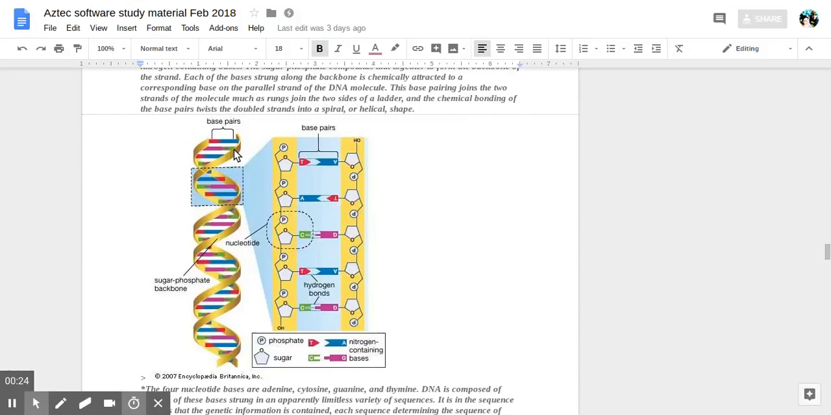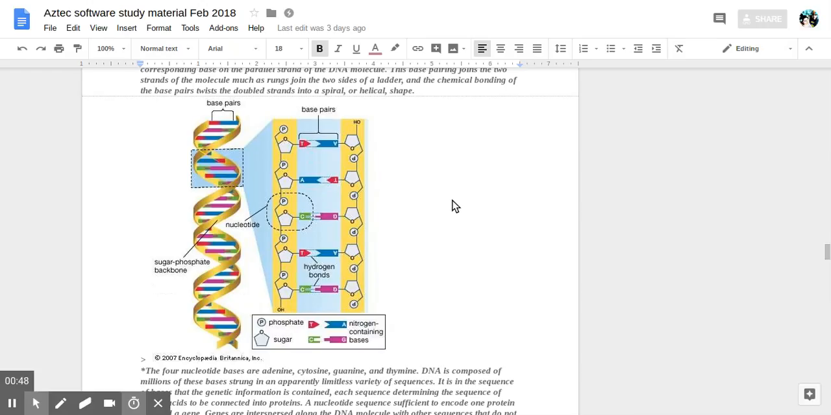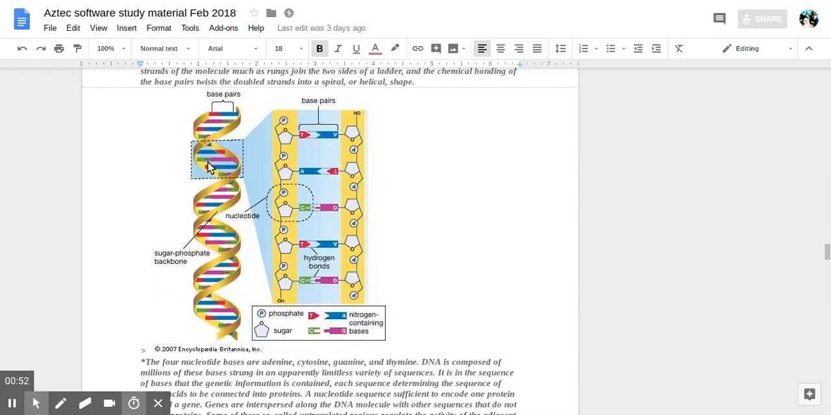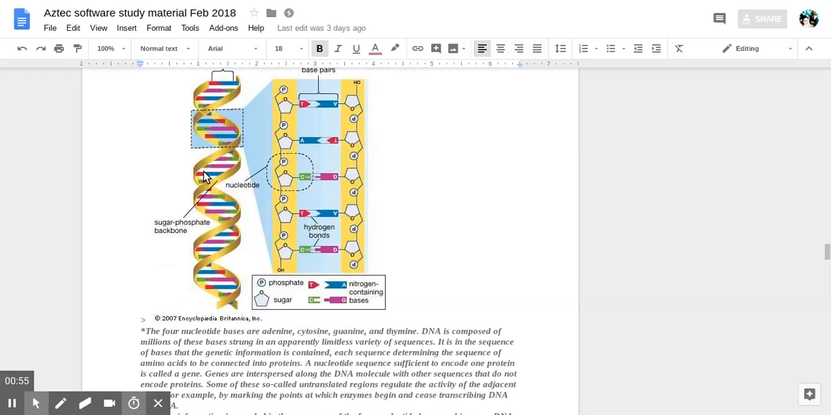So it has two sides that look like the sides of a ladder, and these are sugar phosphate. The rungs which connect those two sugar phosphate sides are base pairs, which are either adenine, cytosine, guanine, or thymine. And the way the molecules are, they twist themselves into what looks like a helix shape.